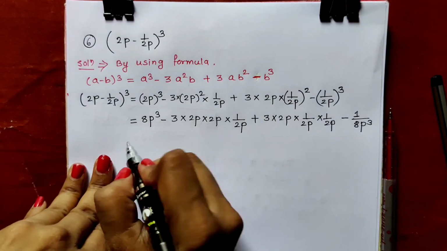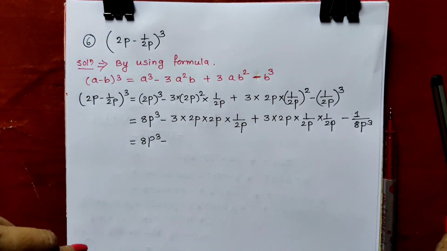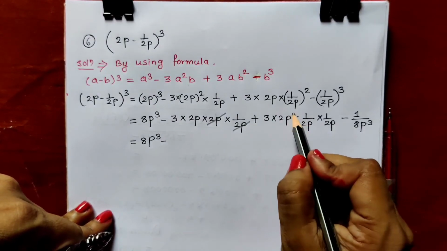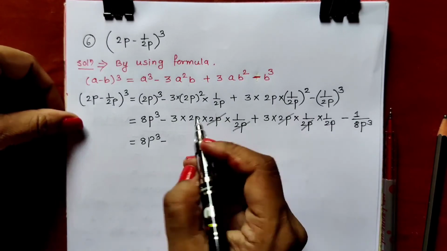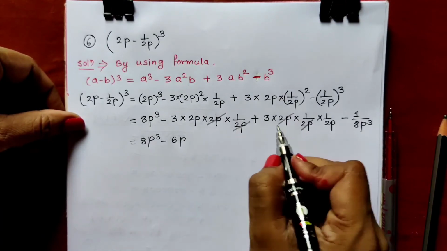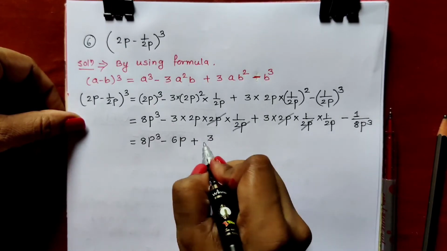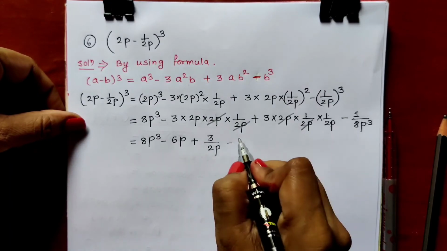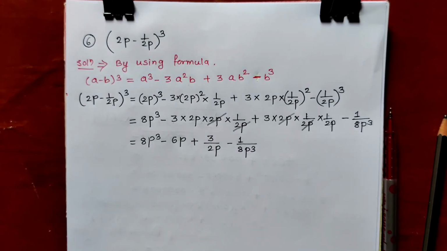Now here this 8p cube, the first term, we write as it is, minus. Let us see what we can cancel here: this 2p with this 2p, and here also this 2p with this 2p. Now let us solve. 3 multiplied by 2p, 3 2s are 6p. Again this 2p is cancelled. Now plus sign is there. 3 into 1 is 3 upon 2p. So we have to write this 2p minus 1 upon 8p cube. So in this way we got the answer.